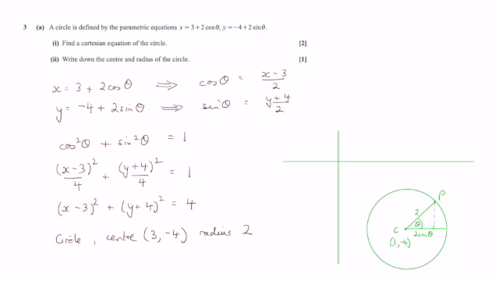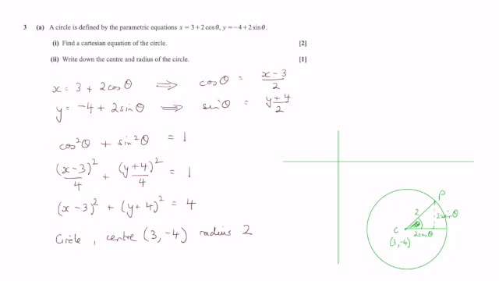And the y-coordinate of P, that side is 2 sine theta, so the y-coordinate of P is minus 4 plus 2 sine theta. Go back to the original equation, minus 4 plus 2 sine theta. So this angle, theta here, actually represents the angle between CP and the x-axis.